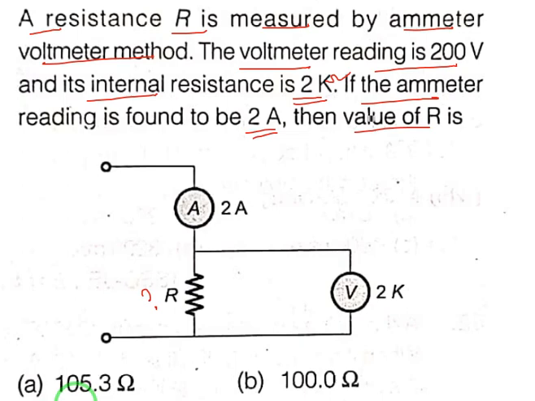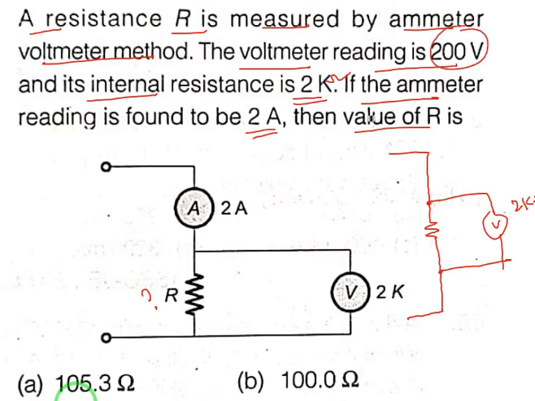See here, actually practically how it appears: there is one resistor. He connected one voltmeter here, given in the figure, that is 2 kilo ohms. This is the internal resistance of the voltmeter. And one more thing he has given: voltmeter reading 200 volts. That means across this, 200 volts is appearing, measured by the voltmeter. If you know how much current is passing through this resistor, we can easily calculate the resistance.